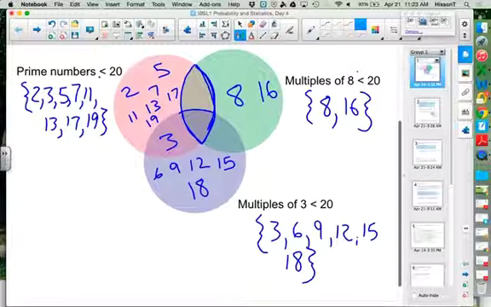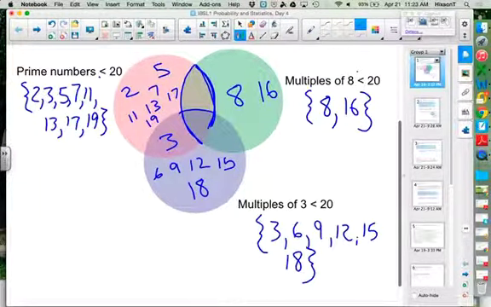Yes, they're mutually exclusive here. Would it be mutually exclusive if we kept going above 20? The prime numbers and multiples of 8 would always be mutually exclusive, but the multiples of 3 and the multiples of 8 would no longer be mutually exclusive. That's right, okay? If we kept going above 20, eventually we would get an intersection at 24, and then we could do 48 as well, okay, and we could keep going.